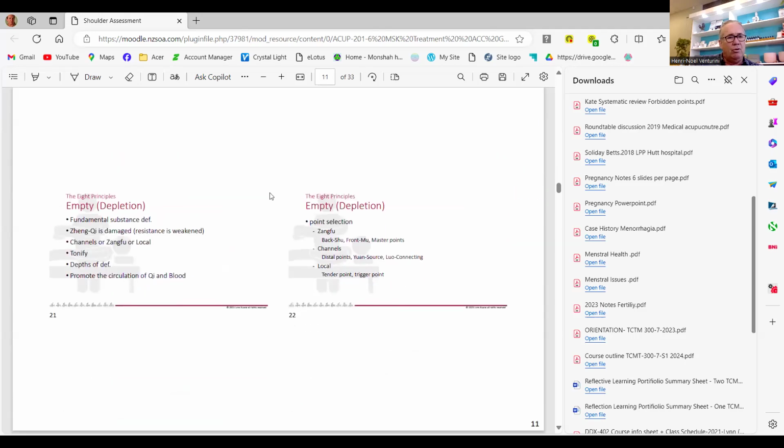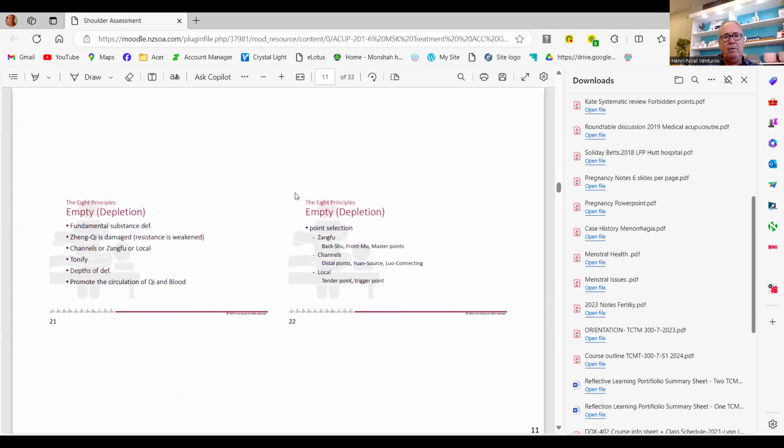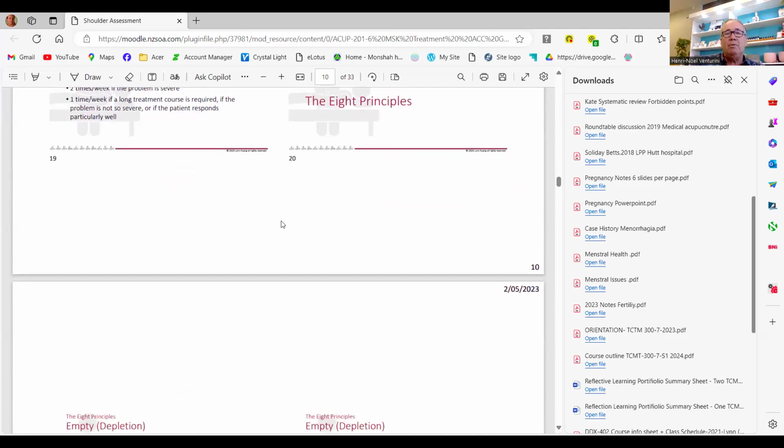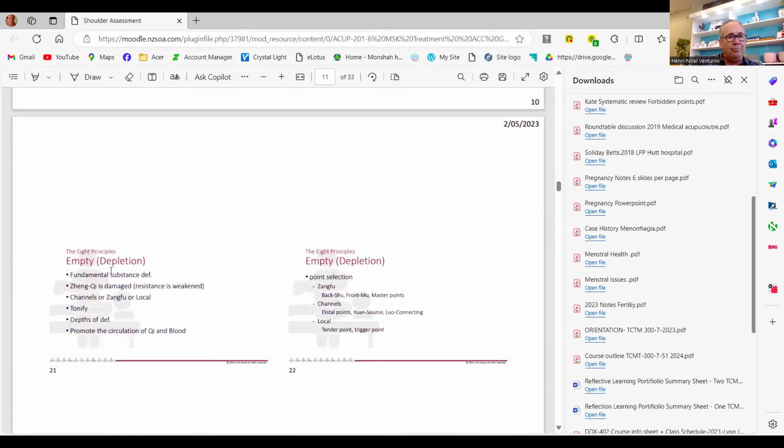The eight principles. I'm sure you're all familiar with the eight principles. If not, say no. So what are the eight principles? It's the best way to diagnose. You've got four aspects, and they have yin and yang aspects to them, right? So empty is depletion.